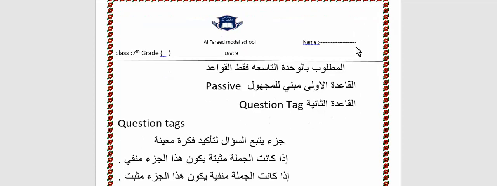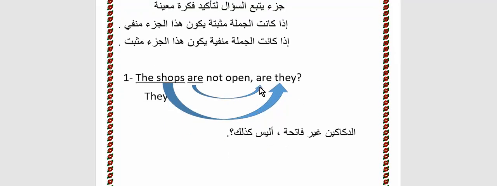Question tags. It is some words at the end of a sentence to form a question. What are these words? They are a helping verb with a pronoun, which indicates the subject of the sentence. Let's explain.